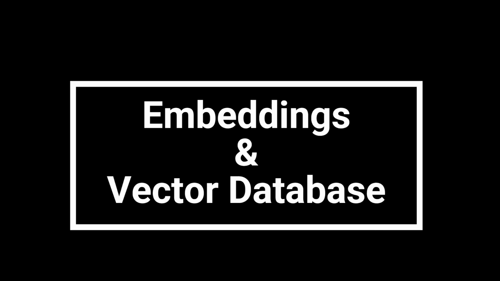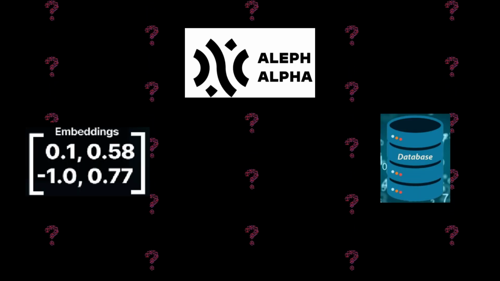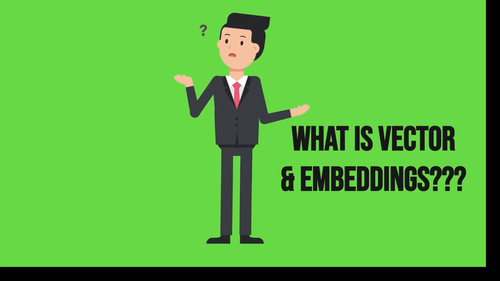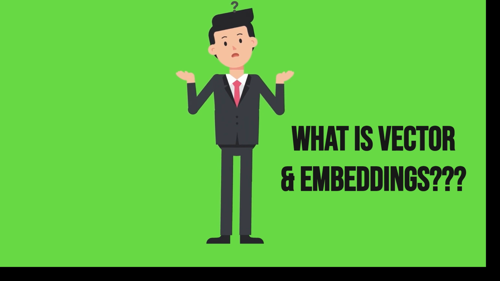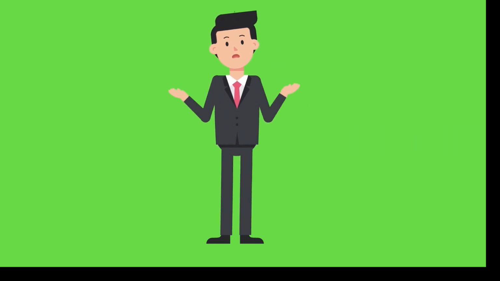In this video we will see embedding and vector database, what they are and how to use them with the Aleph-Alpha API. Firstly, I'll clear up the theory: what is a vector, what is an embedding, why we require a vector database to store those vectors, and we'll see an example of it.